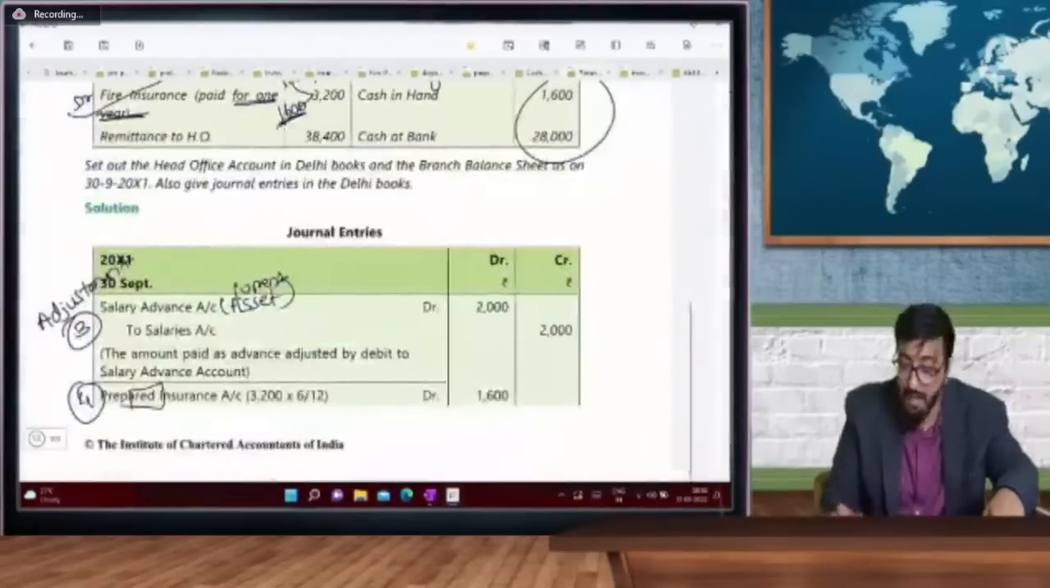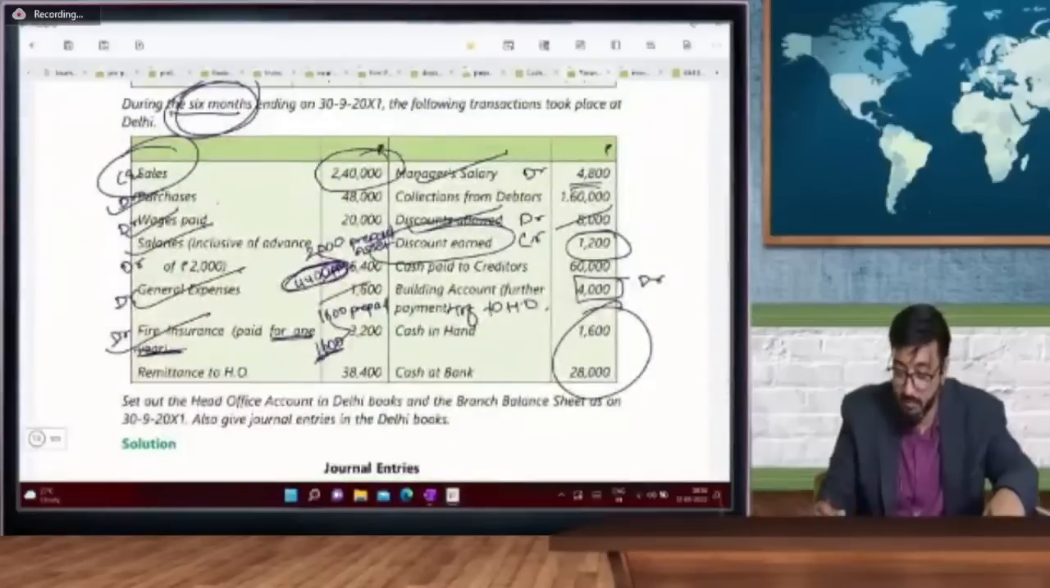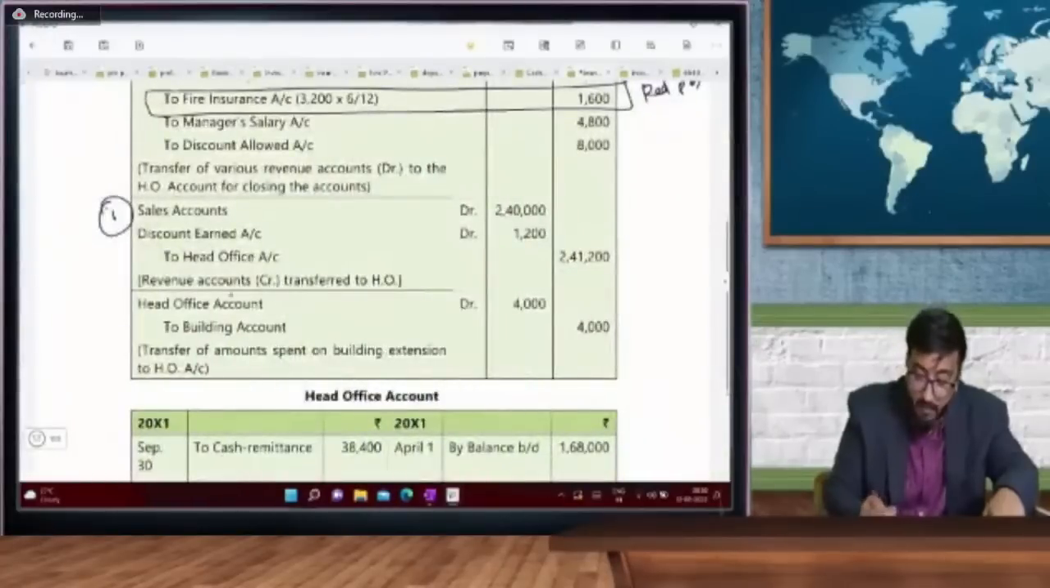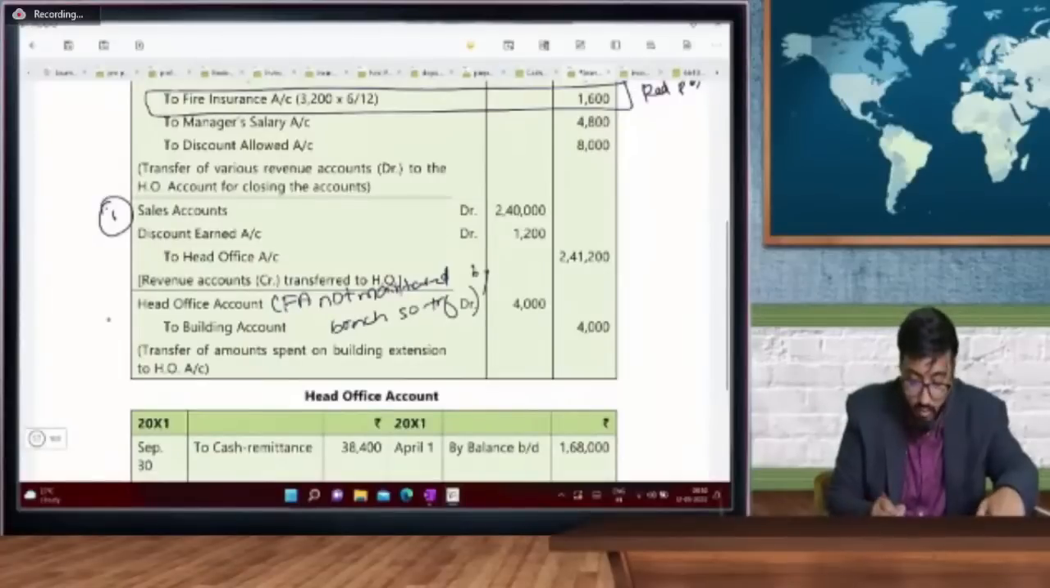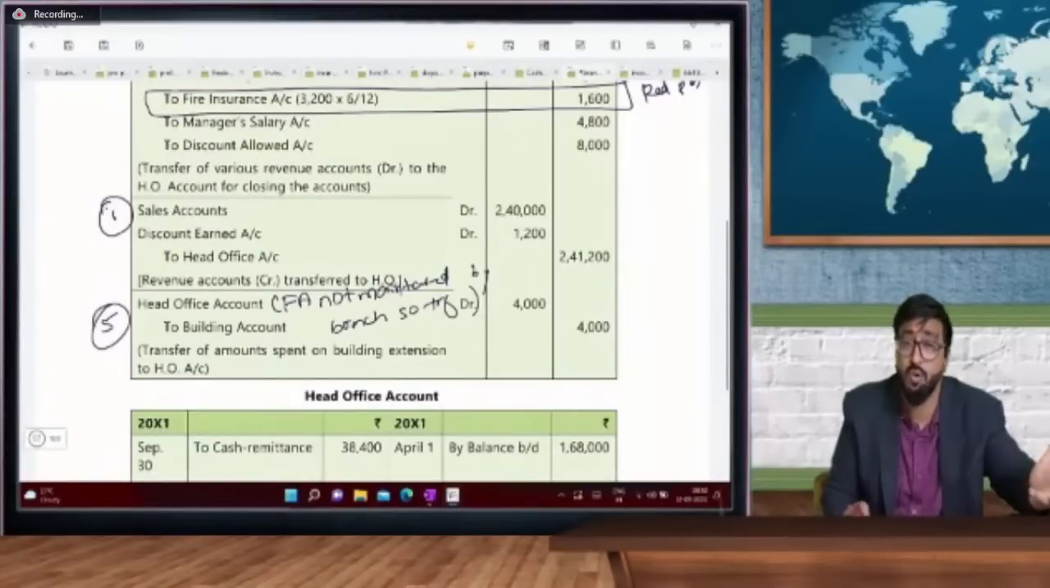And beta, building. Building is also transferred to head office. Okay, so building has a debit balance, so we will give credit. So this is the entry. Fixed assets are not maintained by the branch, so transfer it. Yes, building also we have to transfer because fixed assets are also not maintained by the branch.